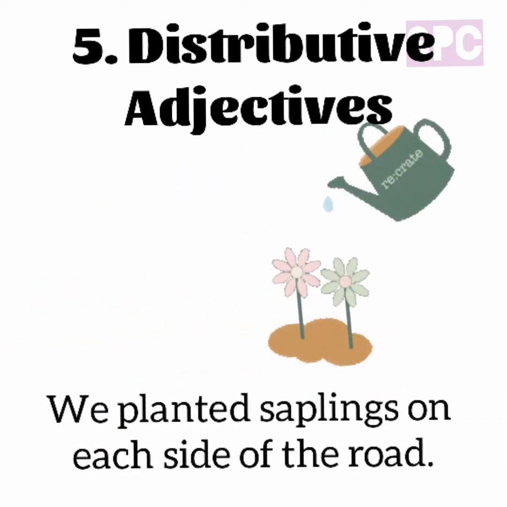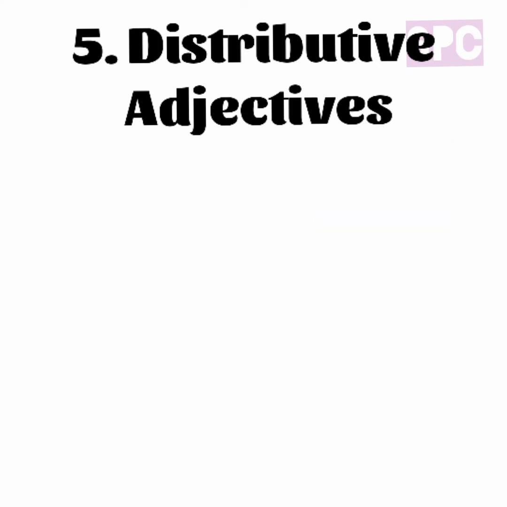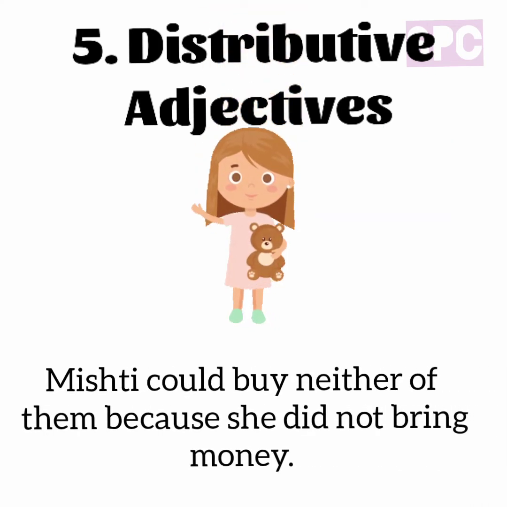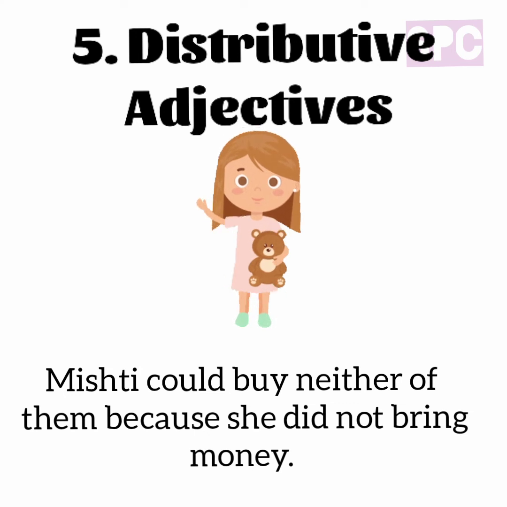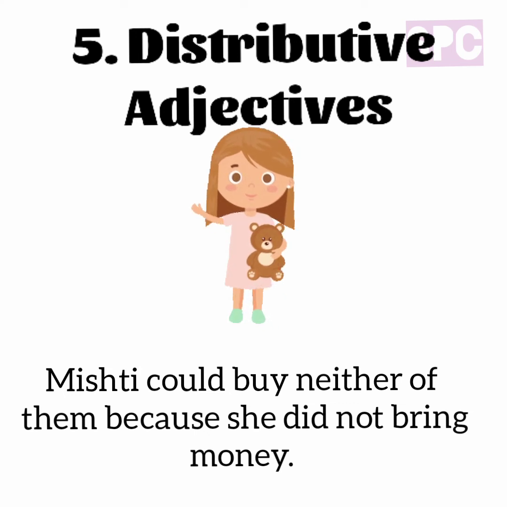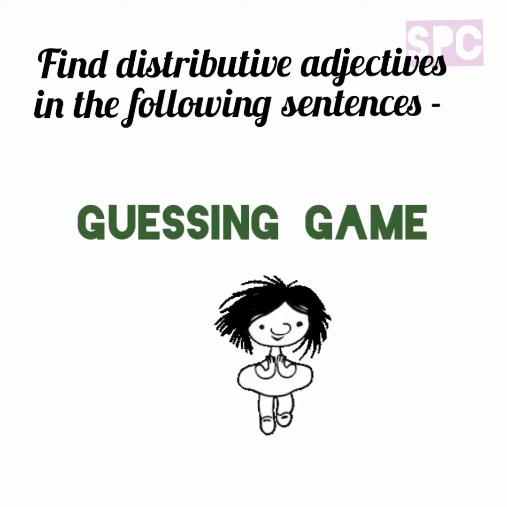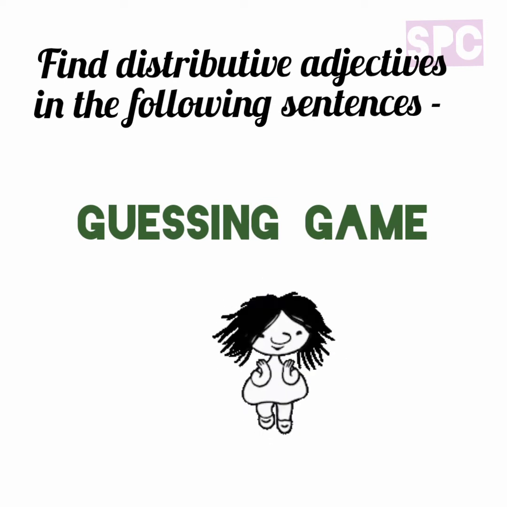We planted saplings on each side of the road. In this sentence, each is the distributive adjective. Second example, Mishti could buy neither of them because she did not bring money. In this sentence, neither is the distributive adjective. Try to find distributive adjectives in these sentences.